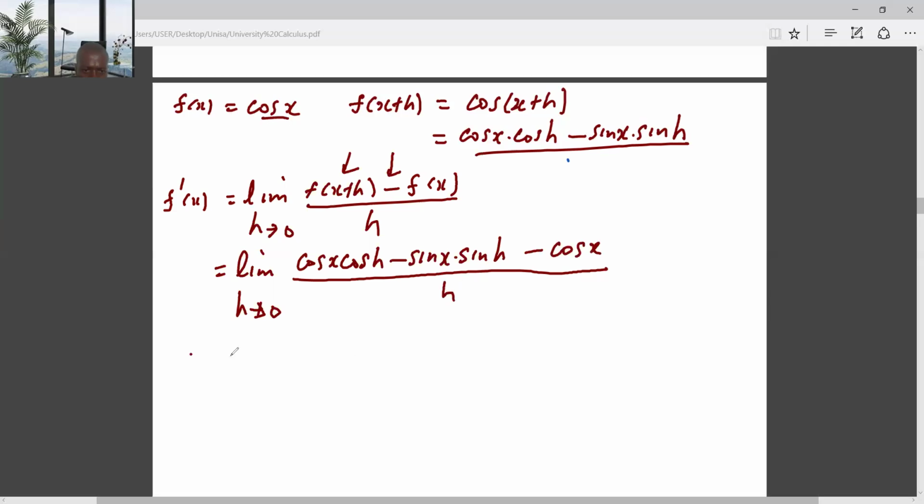Then here we can group the like terms. I mean, we can group, I'm referring to this one and this one. There's something common in it, which is cos x. So we can group them together.